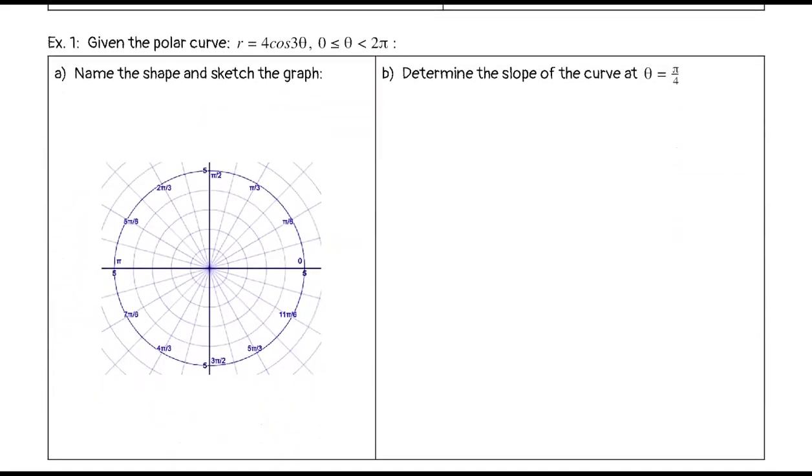So let's jump right in with example number 1. It says, given the polar curve r equals 4 cosine 3 theta, going from 0 to 2 pi, the first task is to name that shape. Let's think about some important features of that shape, and then we will go from there.